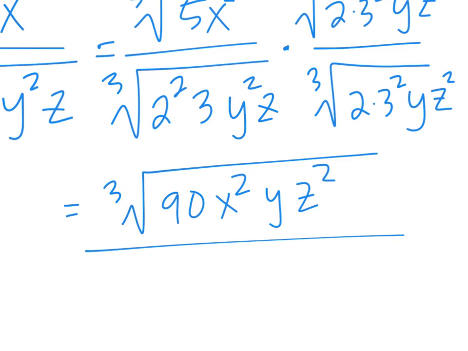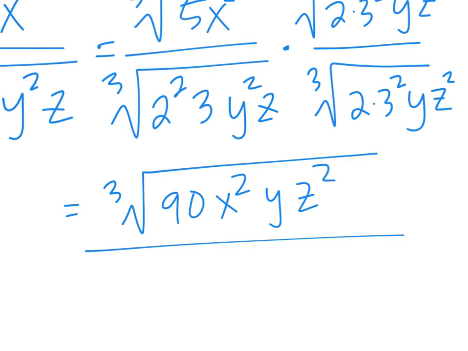It's 6yz. So what came out of the radical? What came out of the radical? All right, what do you guys think? What came out of the radical? 12y squared z.